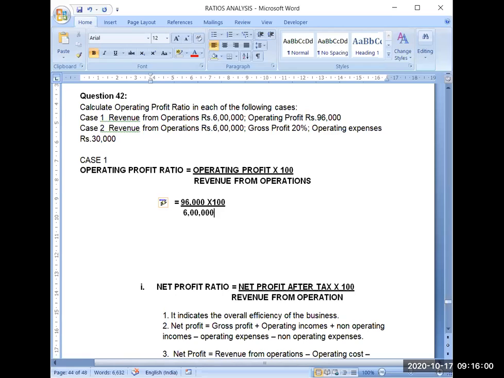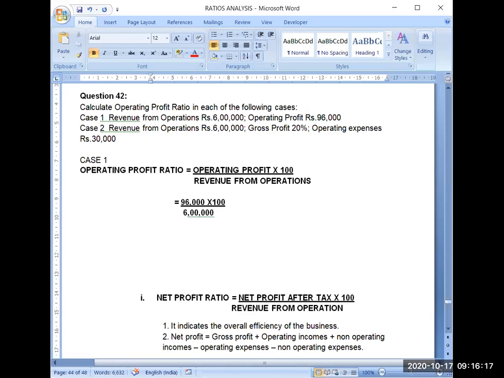Now I can calculate it easily. See, 5 zeros are there in the numerator and 5 zeros are there in the denominator. So we can remove these 5 zeros with the numerator's 5 zeros. Now the remaining factor will be 96 upon 6. 96 upon 6, so it will be 16%.